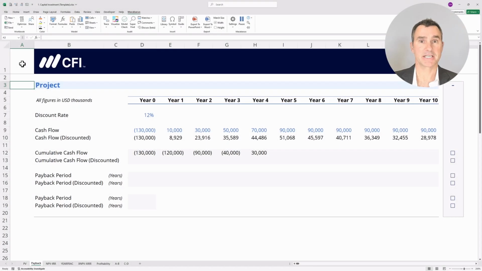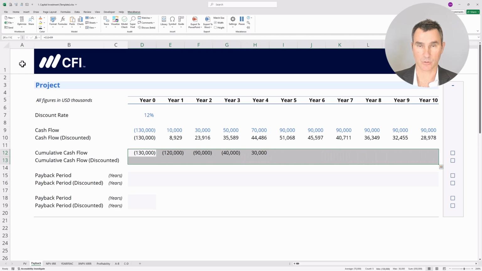All right, so let's take a look at this payback tab here. First of all, we've got a formula in here, which is accumulating these cash flows. Well, we could use the shift key to highlight down and all the way across like this. We're holding down the shift key. We're going to hit Control R for a fill right, Control D for a fill down. And you can see over on the right-hand side, we already have 2 checkboxes.